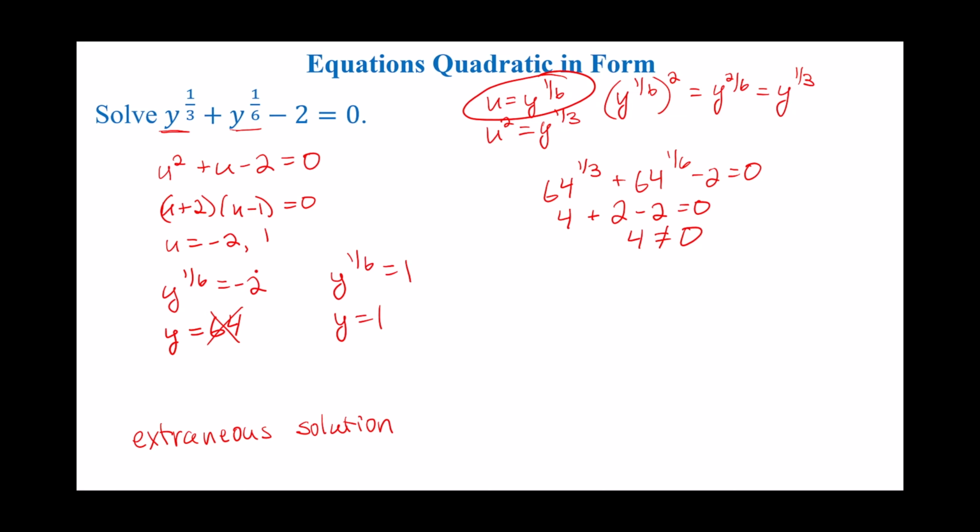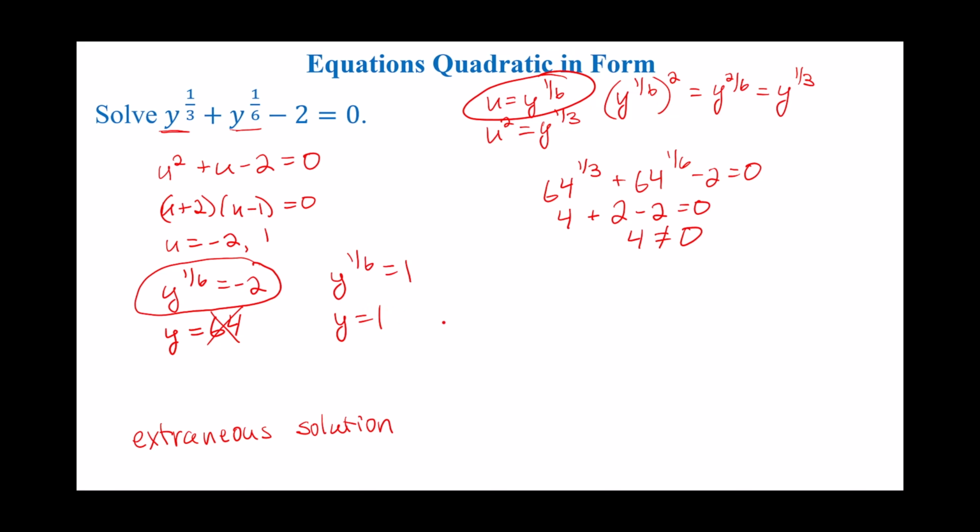You might have noticed right here where I have y to the 1/6 power equals negative 2. That means the sixth root of y equals negative 2. But an even root of something is not going to be a negative number. If you recognize that, we wouldn't have had to find what y is and substitute in 64 to show that's not a solution, but you could do that.